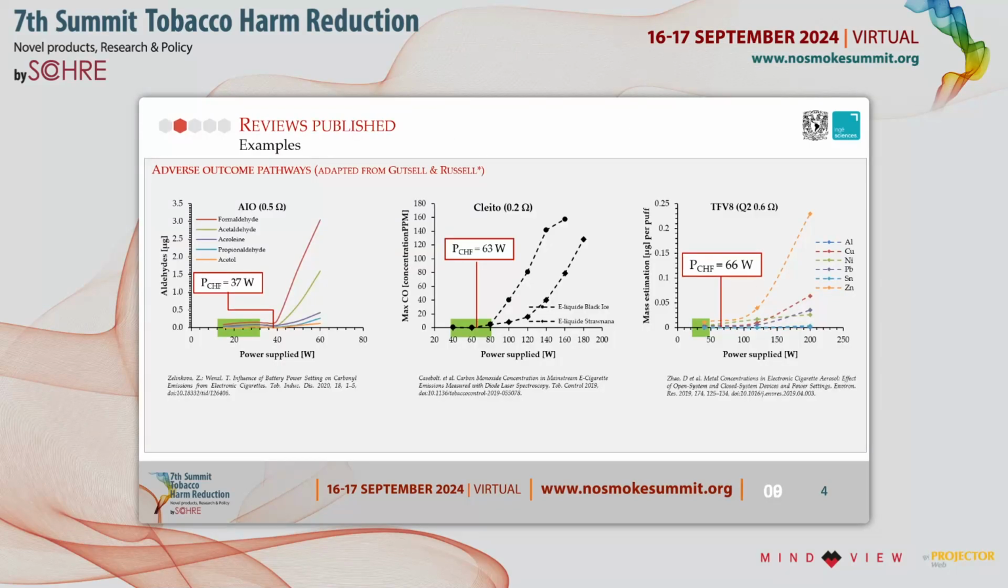Here are a few examples of consequences of overheating condition. The red box is an estimated value of the maximal power. The green box is a range recommended by the manufacturer. As illustrated, the overheated conditions are necessarily correlated to a significant increase of aldehydes, the introduction of carbon monoxide, and an increase of the metalloids released.